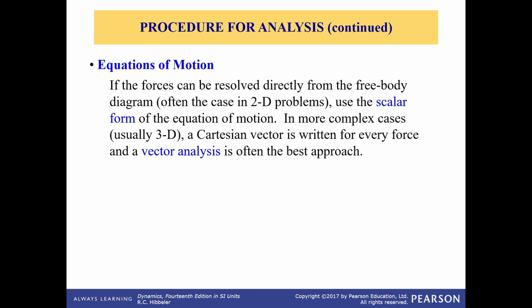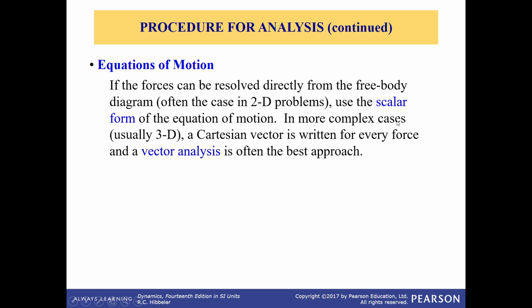Equation of motion. If the forces can be resolved directly from the free body diagram, often the case in two-dimensional problems, use the scalar form of the equation of motion. Like what we discussed just now, if I have a 2D problem, I might have x and y axes only. So I need to equate Fx equal to max, while Fy equal to may.